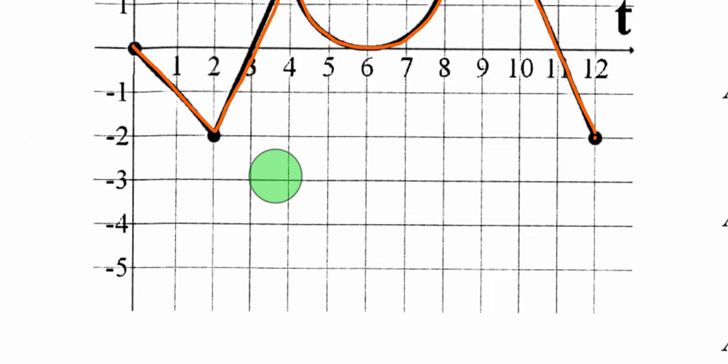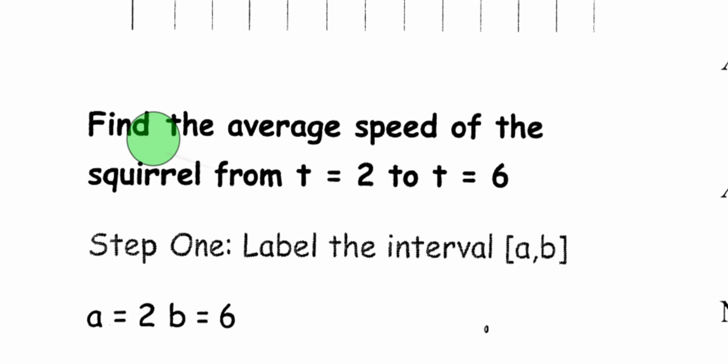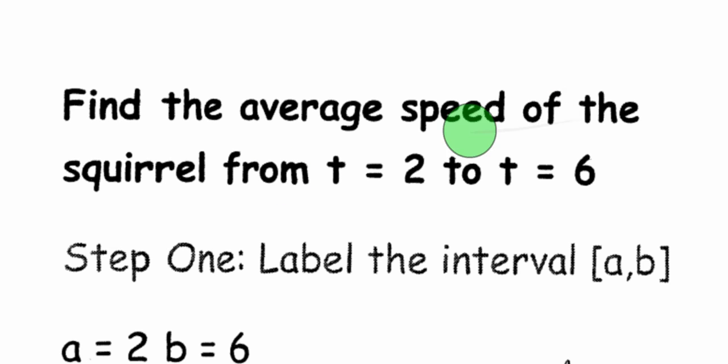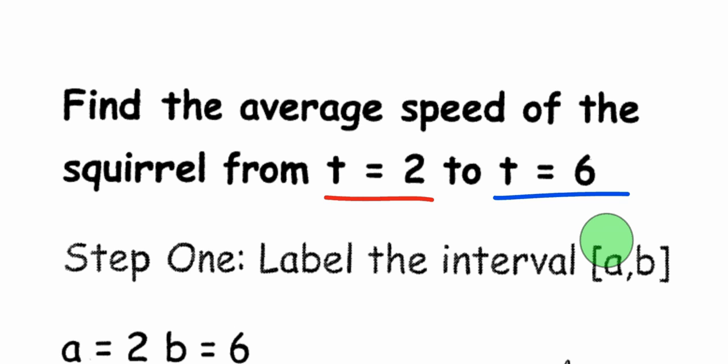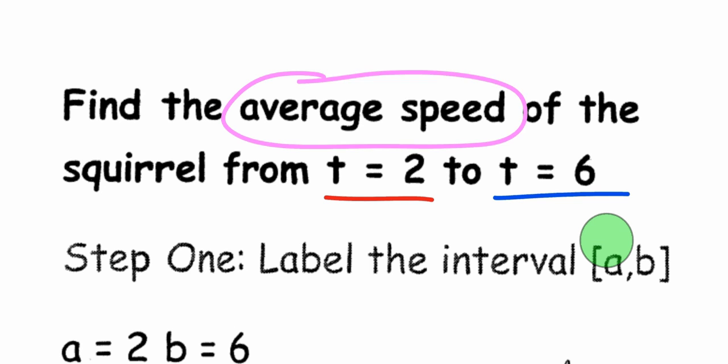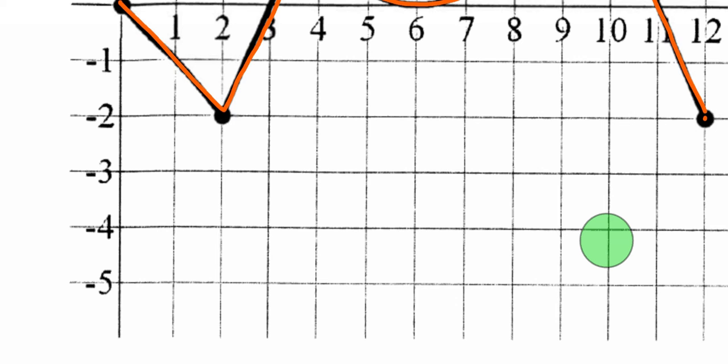Now ultimately, here's what the question is going to ask. Find the average speed of the squirrel from t equals 2 to t equals 6. Okay, so here's my a value, and here is my b value. However, what's the question asking? The question is asking for the average speed. So how does speed and velocity differ?